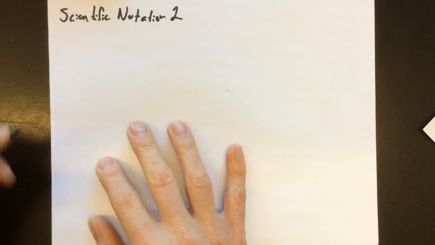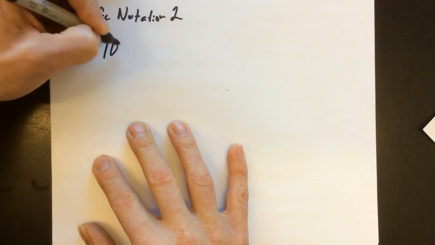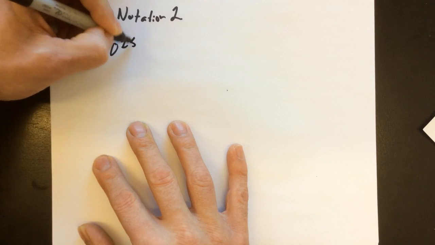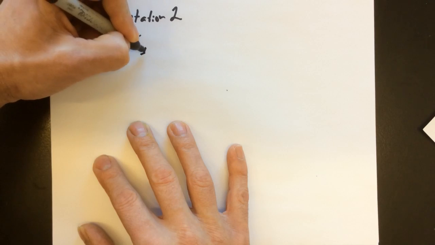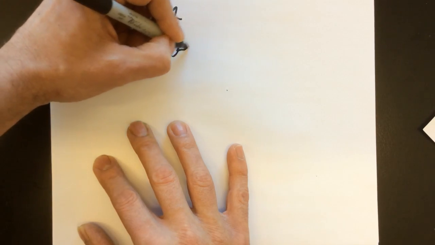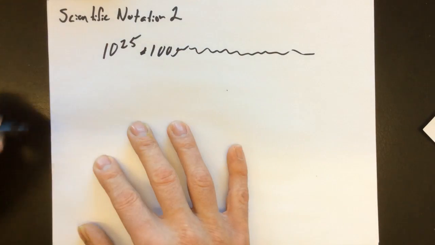And some other basic orienting. 10 to the 25 is a huge number. This would be 1 followed by 25 zeros. It's a bigger number than the human brain can possibly conceive of.